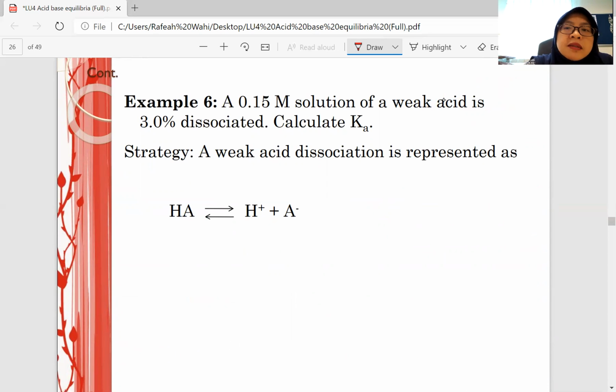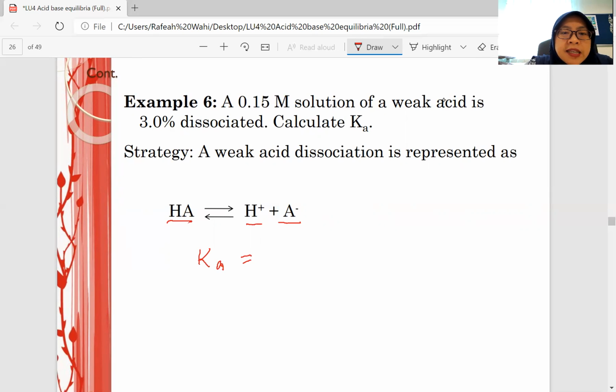Okay. So again, we go back to the first step that we need to do every time we want to solve a problem for acid-base equilibria, which is we have to write the dissociation reaction. So in this case, the weak acid is represented as HA. It dissociates into H plus ion and the conjugate base. Okay, so from here, you need to calculate Ka.